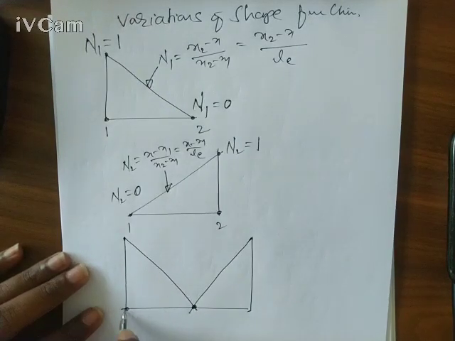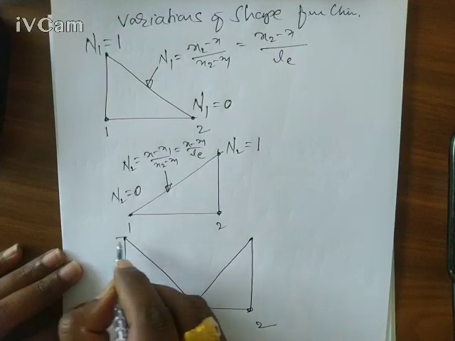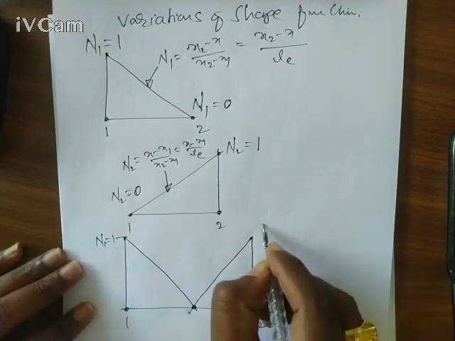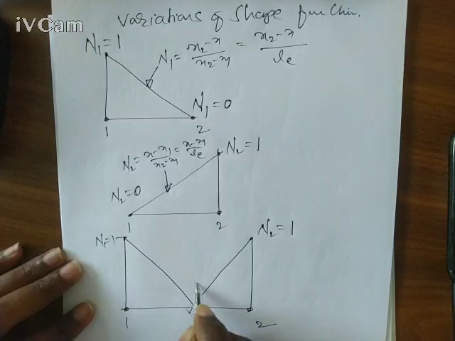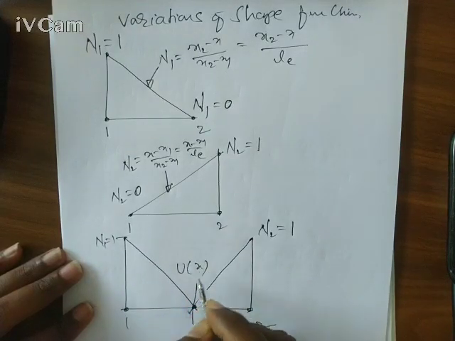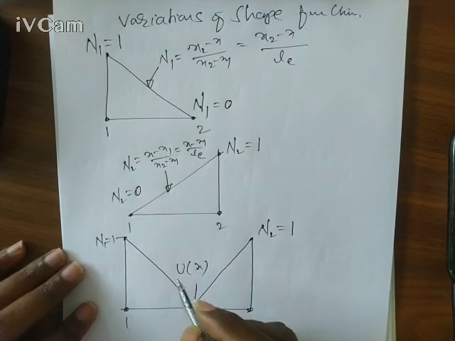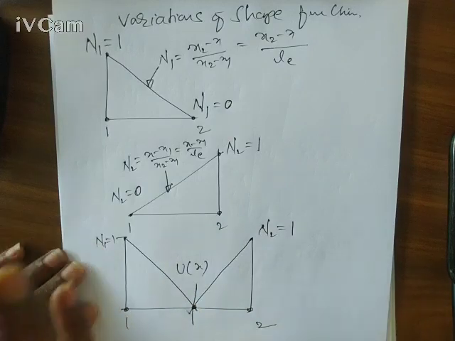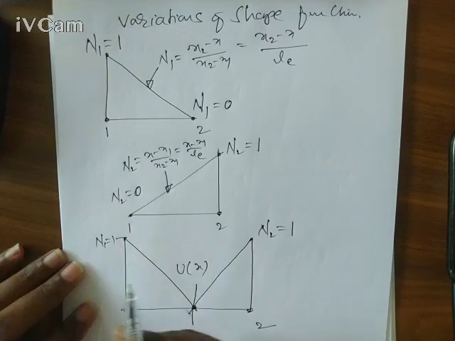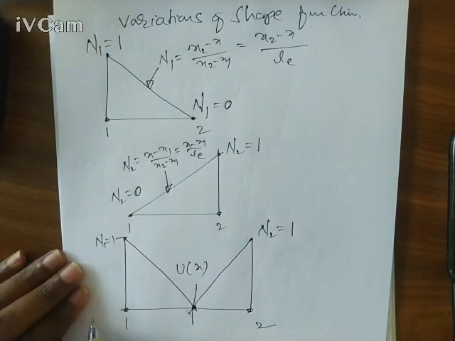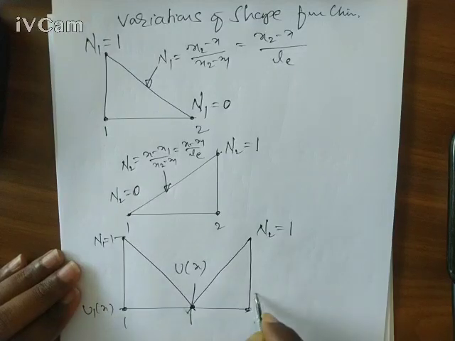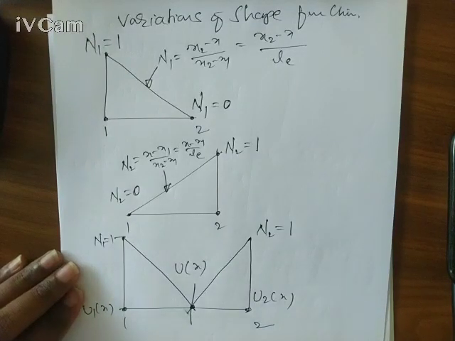This is node 1, this is node 2, so N1 is equal to 1 and N2 is equal to 1 at their respective nodes. Here it will be the field variable. Field variable means u of x is equal to N1 u1 plus N2 u2. This is u1 of x and it will be u2 of x.